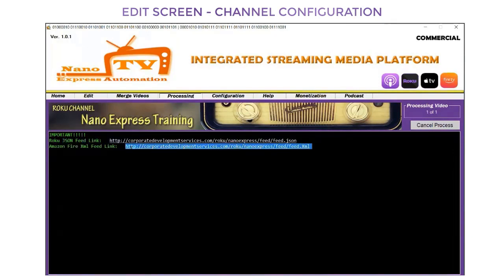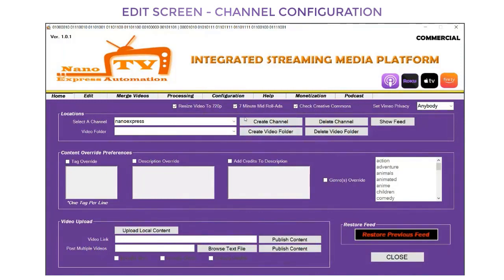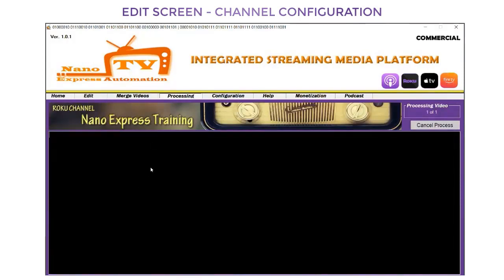So now I can go to creator.fire. I think it's creatorfire.com or something. I forget what it is, but it's the Amazon creator tool. And you can just paste that in there, hit submit, and you're done. And now every time I come home and I post anything here, it'll not only go to Roku, but it'll also go to my Fire.